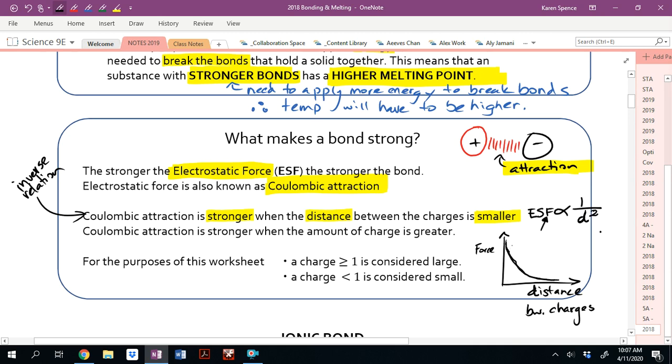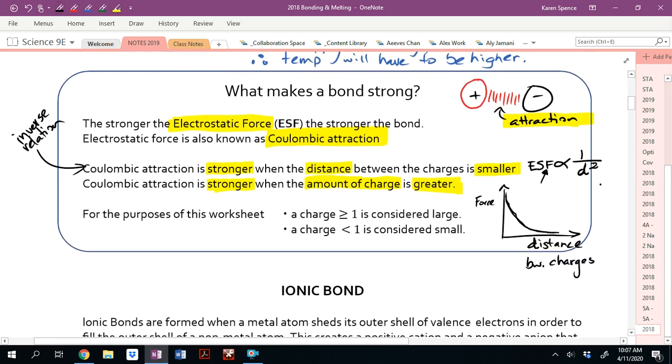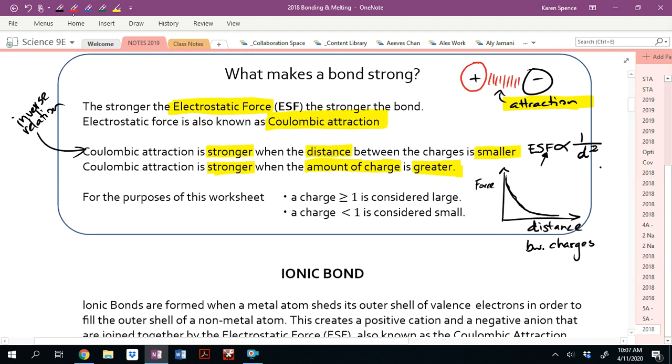Okay, second thing, Coulombic attraction is stronger not only when things are closer together, but also when the amount of charge is greater. So the more the charge, the bigger the force. So that is a direct relationship. Bigger charge equals bigger force.